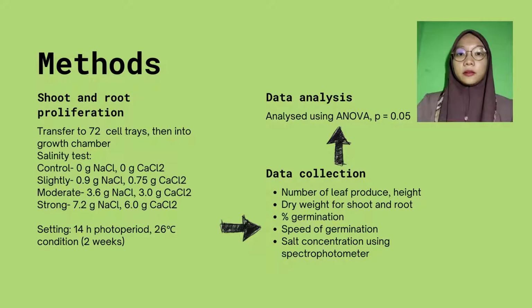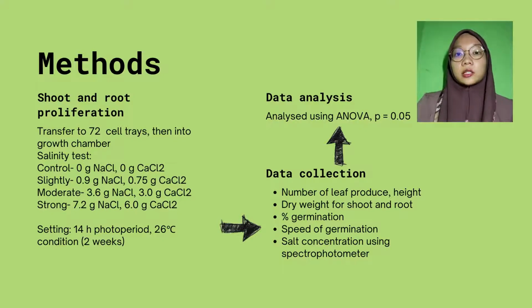For salinity stress, this research will test the effect of salinity as slightly saline, moderately saline, and strongly saline. The parameters: control contains 0 sodium chloride and calcium chloride. Slightly saline will contain 0.9 gram of sodium chloride and 0.75 gram of calcium chloride. Moderately saline will contain 3.6 gram of sodium chloride and 3 gram of calcium chloride. And lastly, strongly saline will contain 7.2 gram of sodium chloride and 6 gram of calcium chloride. The setting for this step is 14 hours of photoperiod at 26 degrees Celsius for 2 weeks.